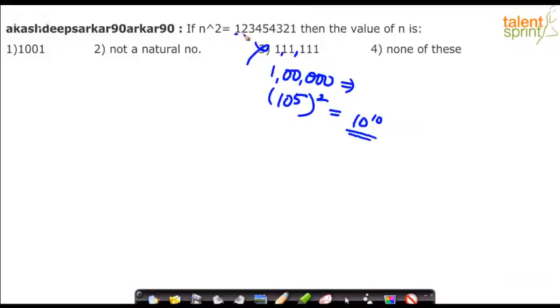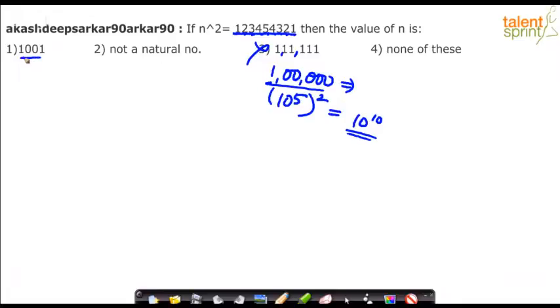But you look at this number, 1, 2, 3, 4, 5, 6, 7, 8, 9. This is only a 9-digit number. Are you able to follow? So you can clearly eliminate option 3. If it is 1 lakh square itself, you'll get a 10-digit number. This is 1,11,111 square. So it will be definitely at least a 10-digit number, if not more. But the given number is only 9 digits. So option 3 is eliminated.